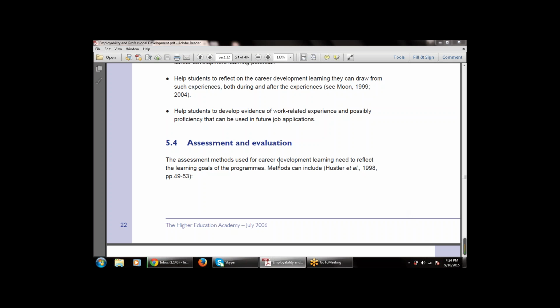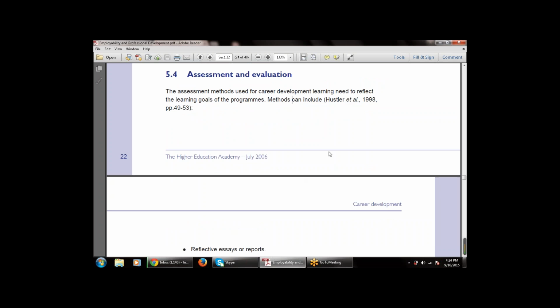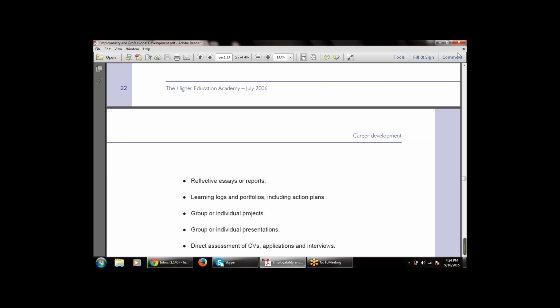Whatever learning goals are available for the assessment programs, there are multiple methods used for assessment, also for career development learning, and these relate to the learning goals in the program. So what are the methods used for the assessment criteria? These are the various assessment methods by which we can assess any individual, any employee.